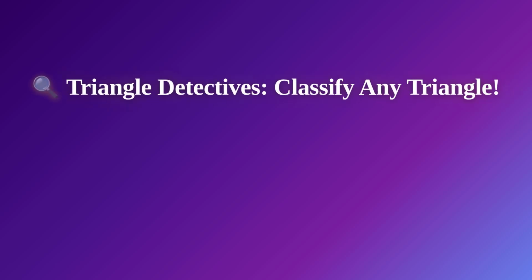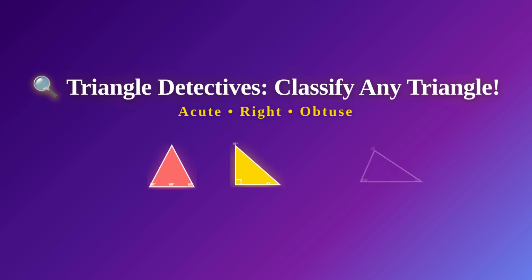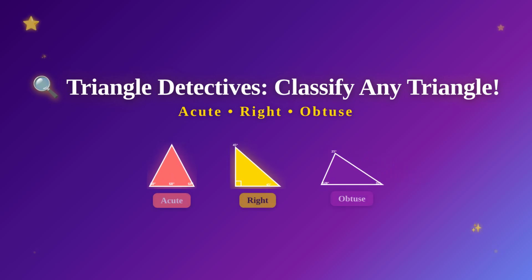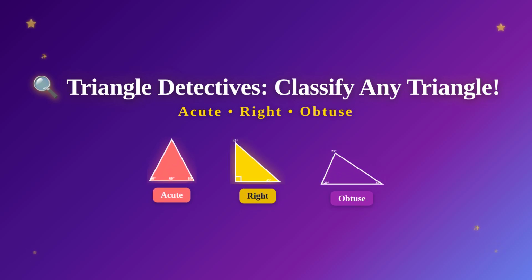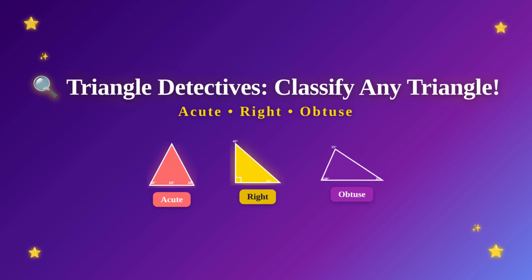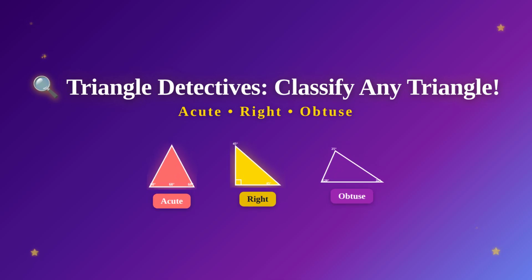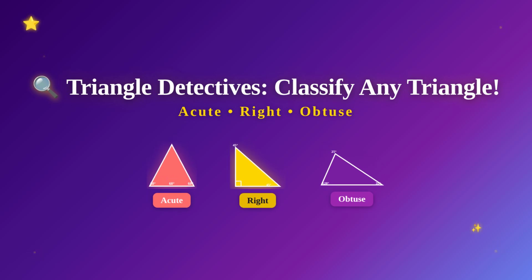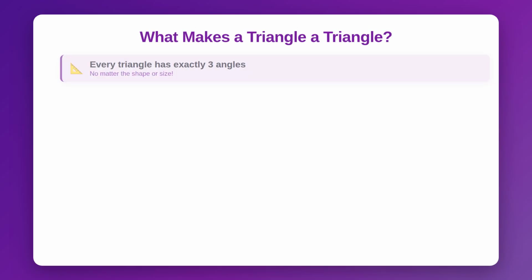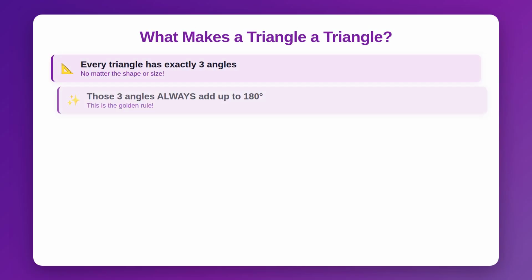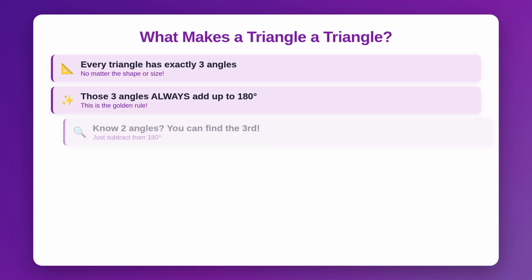Meet Maya. She's staring at her geometry homework, and there are triangles everywhere. Acute, right, obtuse. She has no idea what any of that means. Sound familiar? Don't worry. By the end of this video, Maya is going to become a total triangle detective, and so are you. We're going to learn exactly how to look at a triangle's angles and name it like a pro. Let's go.